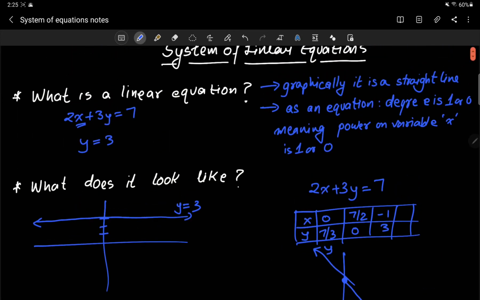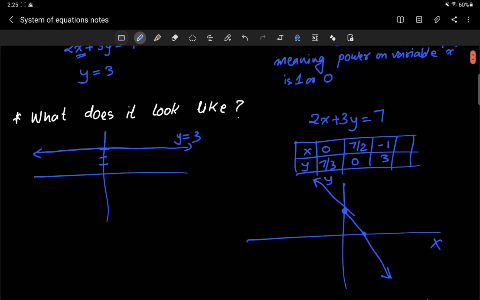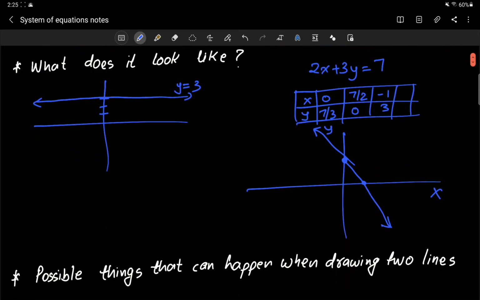So this is something that you already know: the fact that a linear equation represented graphically gives you a straight line. And these straight lines can look different depending on the slope and the intercept. But in this video, we are going to look at more than one line.